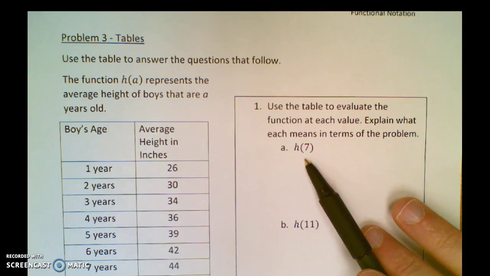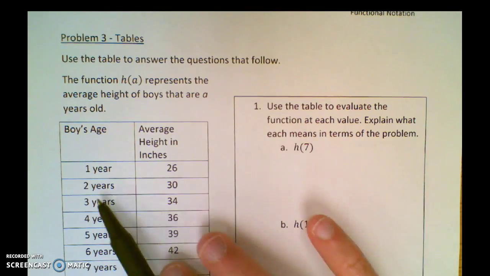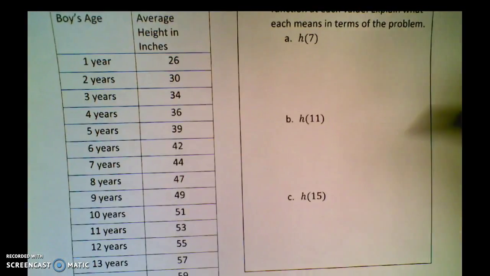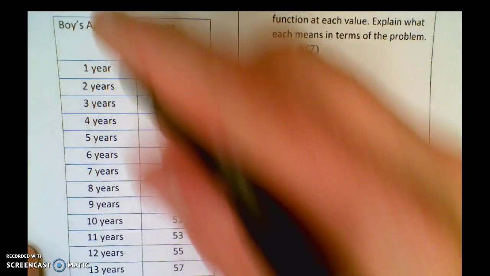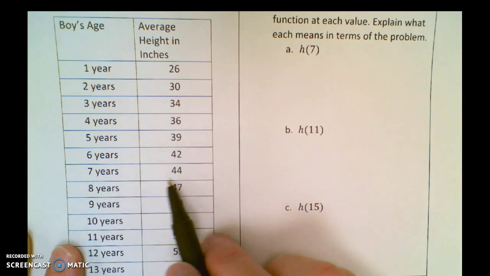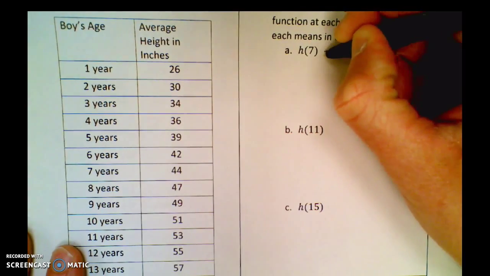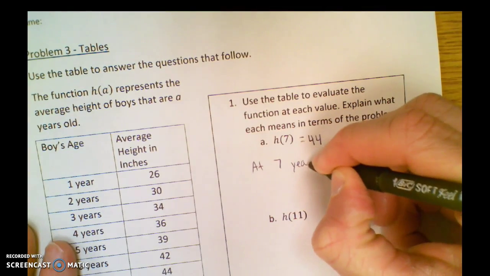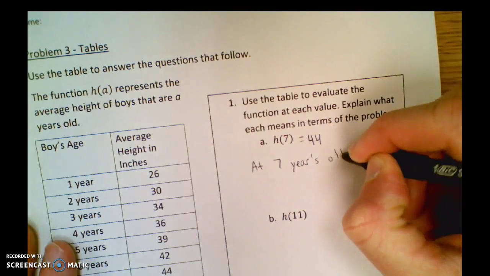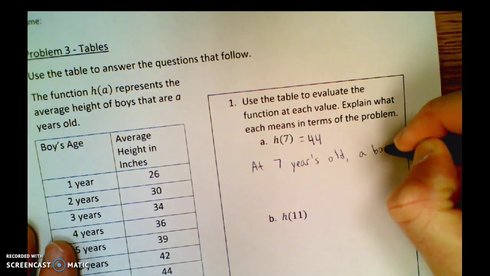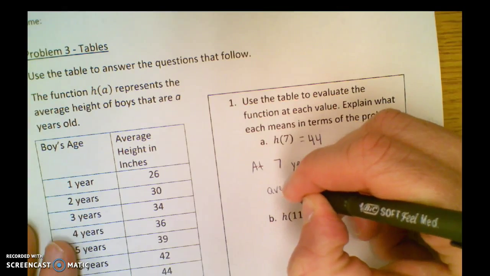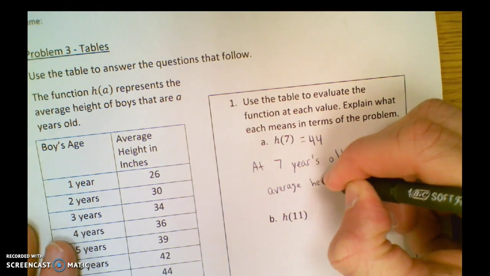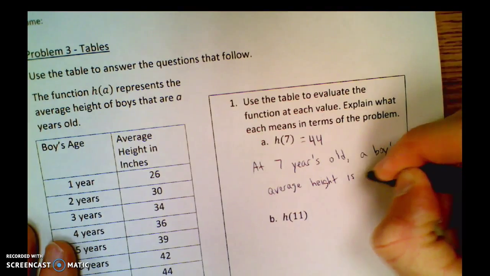So a, the first question is asking for h of 7. If I look at my table, I'm looking for my input when my age is 7. What does that mean? At 7 years, the height is 44 inches. So at 7 years old, a boy's average height is 44 inches.